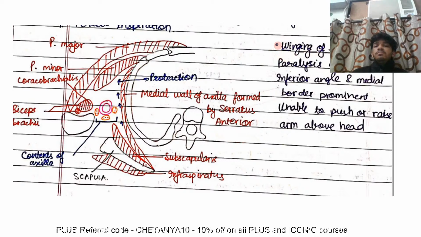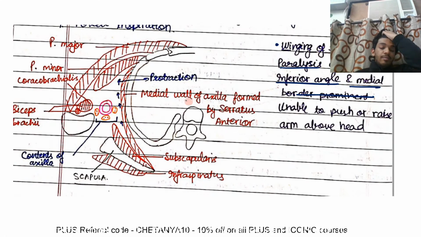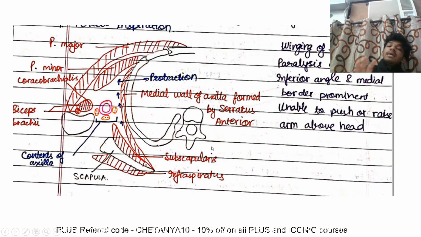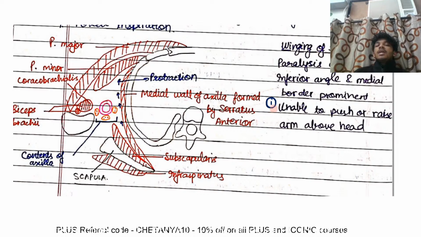Now, winging of scapula: paralysis of the serratus anterior. The inferior angle and the medial border become prominent. So if the serratus anterior becomes paralyzed, what happens? It's visibly very apparent that the inferior angle and the medial border of the scapula become prominent from the back, and the person is unable to push, and is also unable to raise the arm, because these were the two main actions. The one action was pushing and punching, and the second action was overhead abduction. So both of these actions become difficult, and if you try to do these, the winging of the scapula will become more prominent.